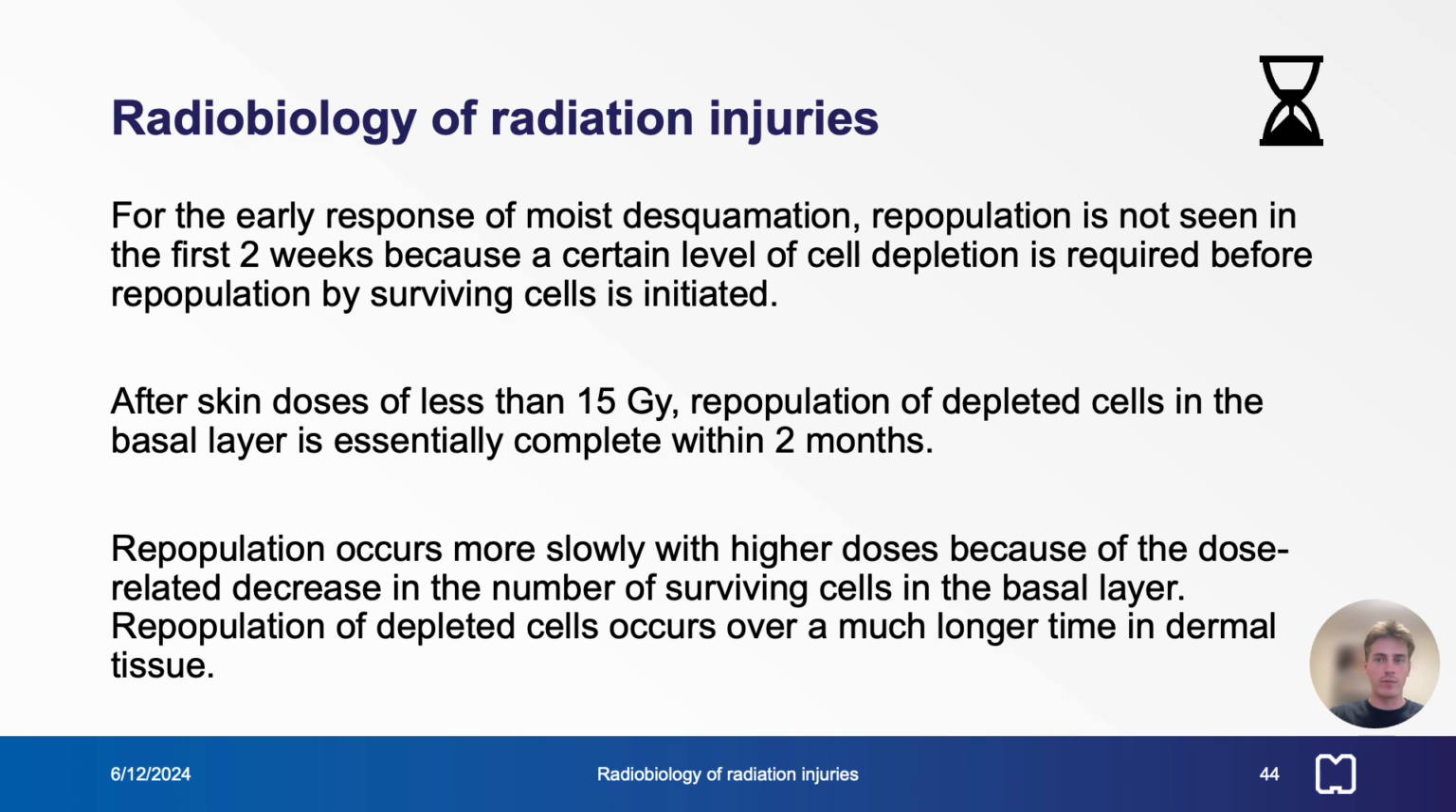For the early response of moist desquamation, repopulation is not seen in the first 2 weeks because a certain level of cell depletion is required before repopulation by surviving cells is initiated. After skin doses of less than 15 gray, repopulation of depleted cells in the basal layer is essentially complete within 2 months. Repopulation does occur more slowly with higher doses because of the dose-related decrease in the number of surviving cells in the basal layer. So repopulation of depleted cells occurs over a much longer time period in dermal tissue.